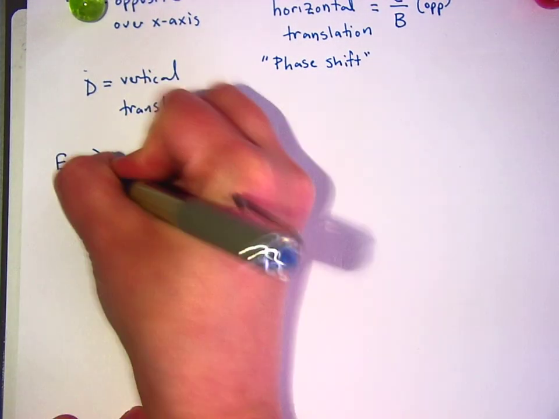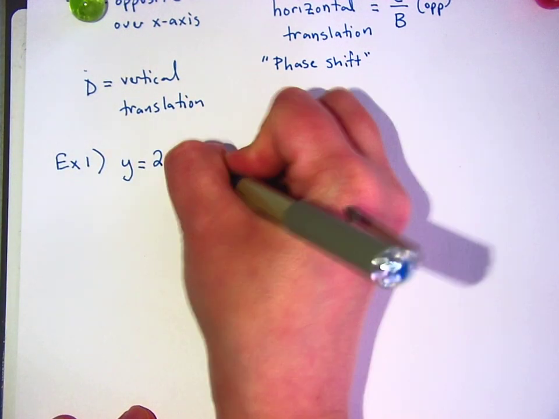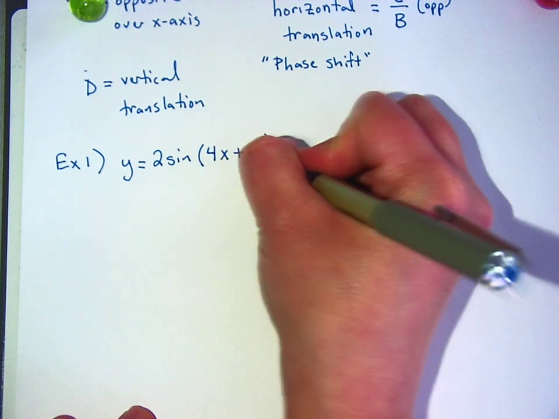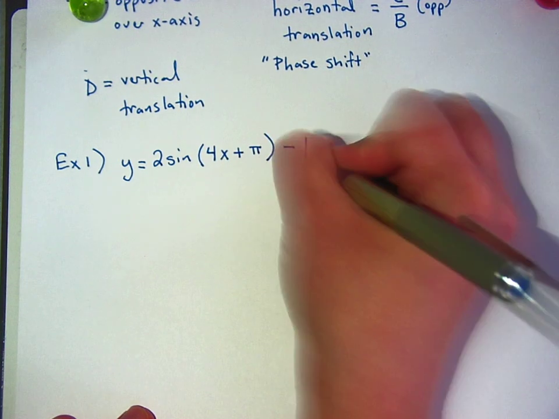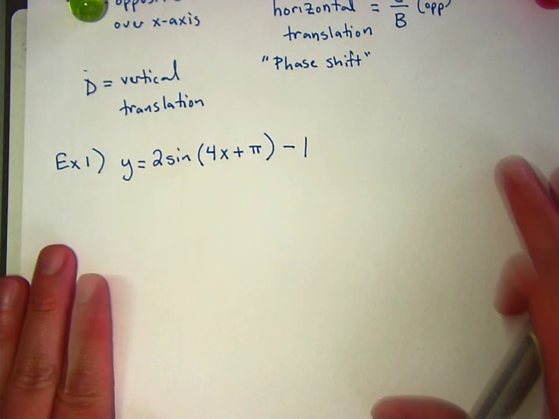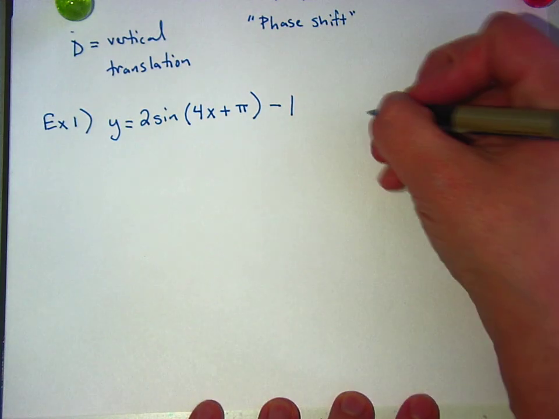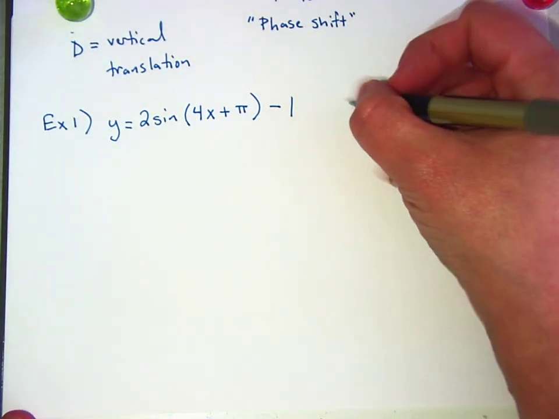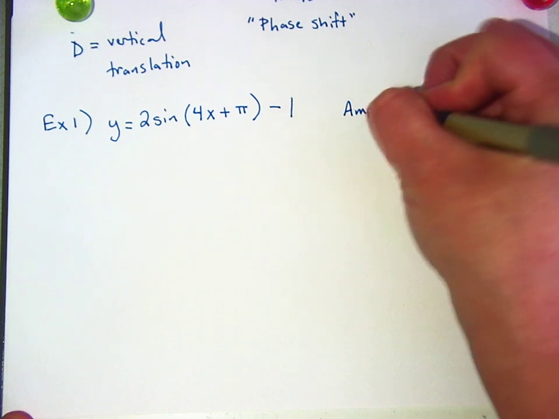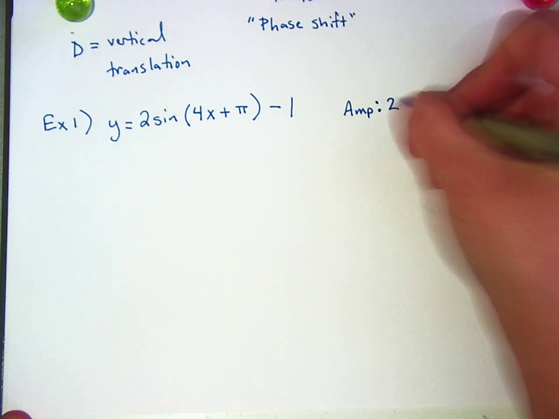y equals 2 sine of (4x plus pi), minus 1 outside the parentheses. All right, now what we're going to do here is write down some information before we even try to graph it, okay? So let's start with the amplitude. What is the amplitude? 2. What's the period?